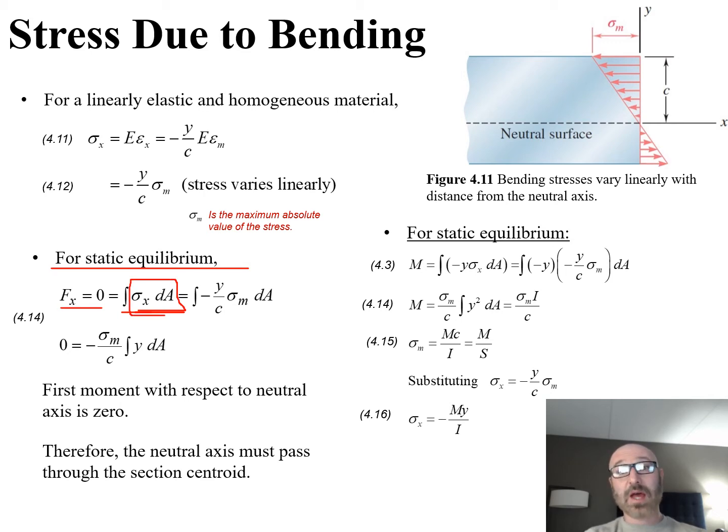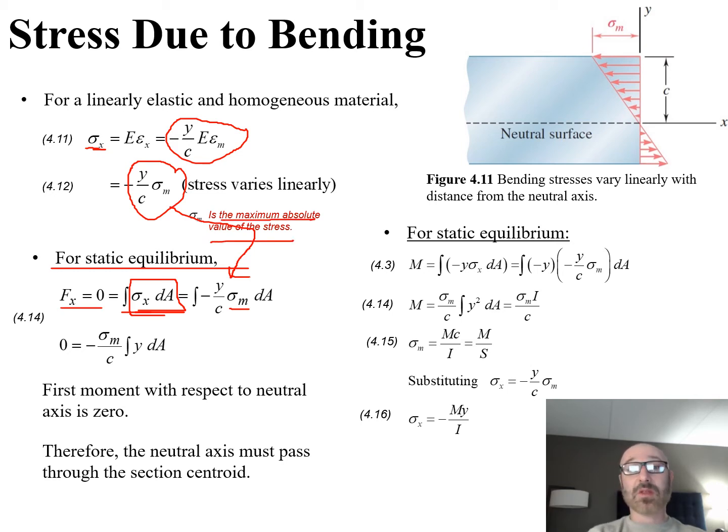So we take the integral of that, and we plug in now. We have a value for sigma x up here, so we have this relationship right here, which we can then plug in for our sigma x down here. So we have now our integral from negative y over c times our sigma m, again, that sigma m is the maximum absolute value of the stress, times dA.